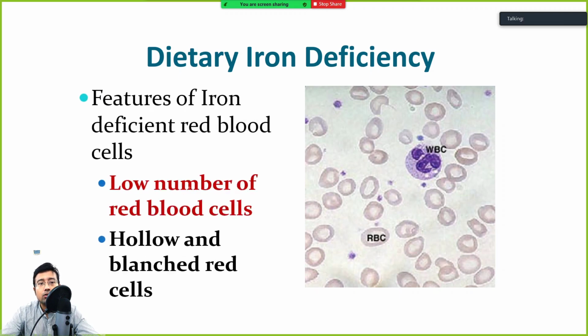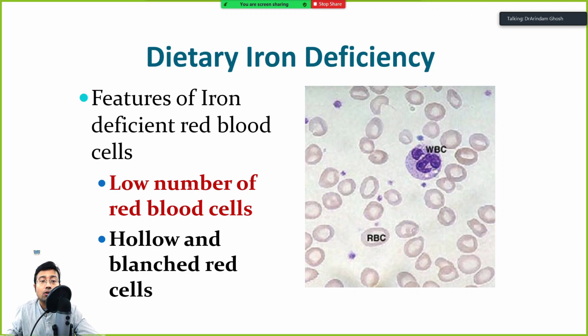So dietary iron deficiency, what are its features, right? You need to give a one-liner answer in physiology. If you are asked, tell me in one line, what is the microscopic feature of iron deficiency anemia, the answer is microcytic hypochromic anemia. Remember, microcytic hypochromic, it means the red blood cells will be smaller in size, and the chromicity, that is the pigmentation, will also be low.